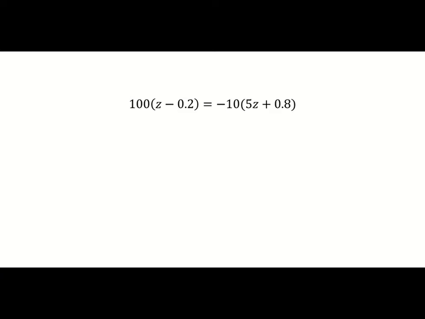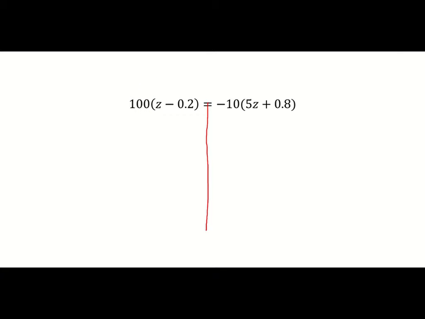Our first example is 100 times the quantity z minus 2/10 is equal to negative 10 times the quantity 5z plus 8/10. So even though this problem has decimals, we'll still be able to solve it. So let's do the math together. The first thing that we're going to do is distribute the 100 on the left-hand side of the equals. So we need to multiply 100 with z and 100 with the 2/10.